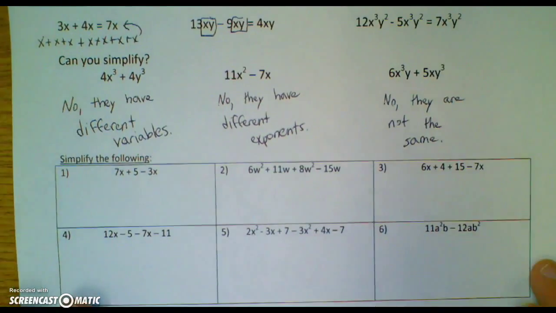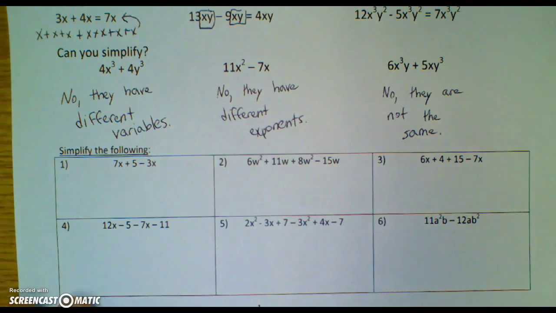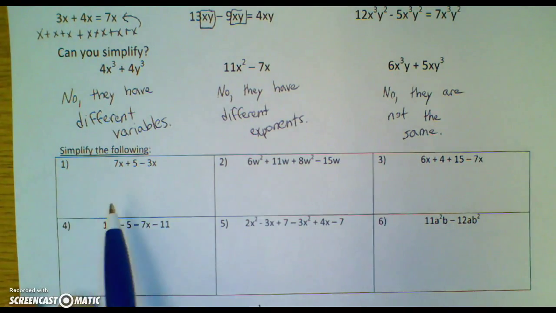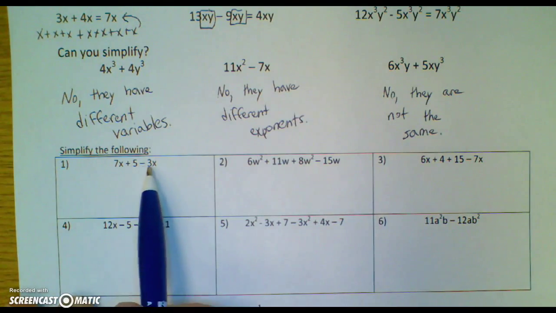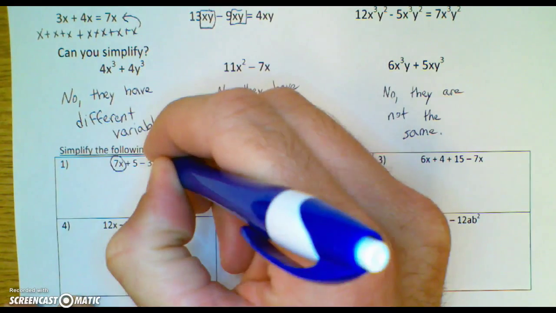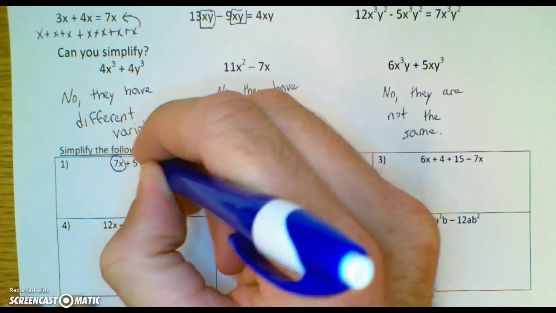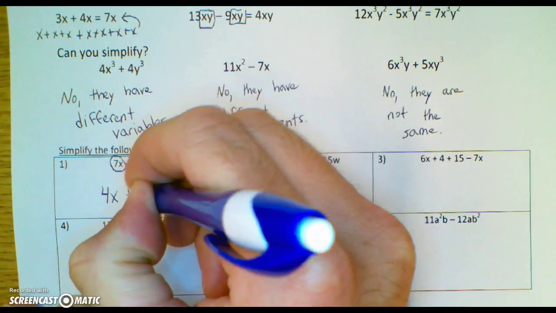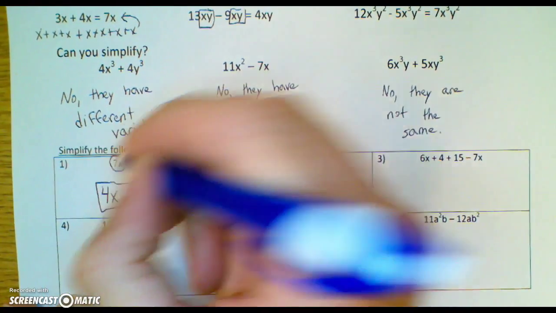So let's try a couple practice problems. I'm going to simplify the following. If you think you can do these, go ahead and work on them, pause the video, and then fast forward to see if you can get the answers that I get as well. Alright, number 1. 7x plus 5 minus 3x. The like terms in this problem are the 7x and the 3x. So 7x minus 3x is 4x, and I can't do anything with 5, so I'm done. There's my answer.